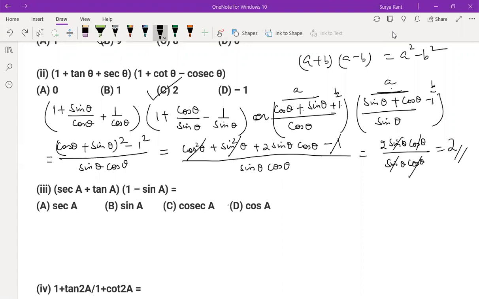Javian, how did you solve this? I am also getting cos A. I can tell how I solved. Wait, let Javian tell the answer first, how he's getting the answer. Javian, tell me the answer. I first solved it in brackets, sec A plus tan A, bracket close, then 1 minus sin A in bracket. Then bracket opens 1 by cos A plus sin A by cos A, bracket closed.